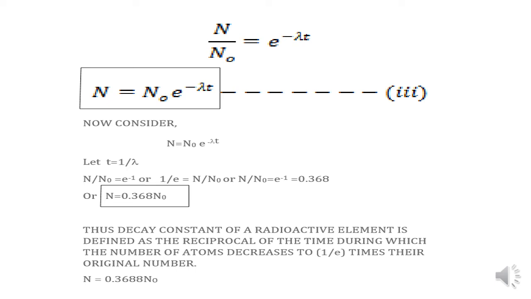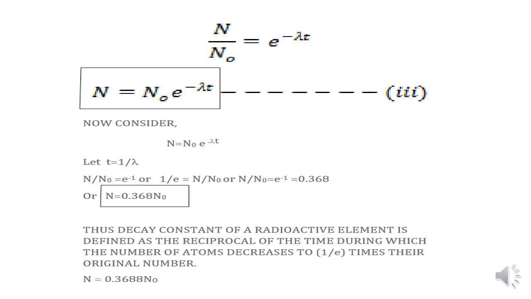Now, according to this equation, let's try to read it. The number of nuclei present at any instant t is equal to the number present at time t equal to 0, multiplied by an exponential factor. You know that n can become 0 only when time t is equal to infinity. So this is an exponential curve. It indicates an exponential curve.